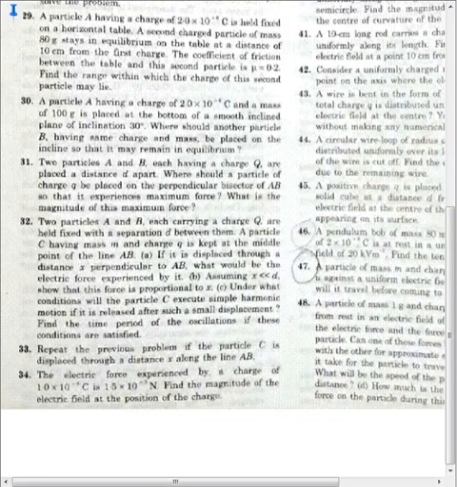Now for the 30th question, we have a particle carrying a certain charge and certain mass, and that is placed at the bottom of a smooth inclined plane of inclination 30 degrees.